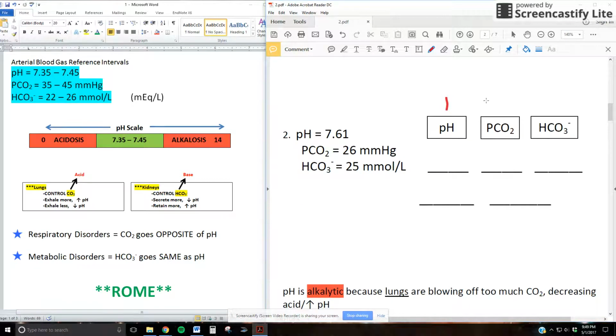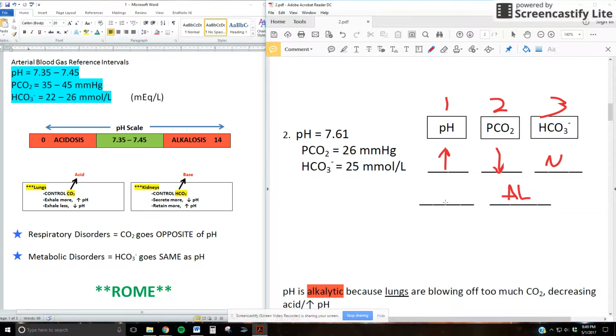Again, pH, then CO2 and bicarb. We'll look at them. The pH, 7.61. We'll look over here at our scale. It's elevated. We already know it's alkalosis, judging by that. The PCO2, well, it's 26. Our reference range, it's low. The bicarb, looking over here, it's 25. Well, that's normal.